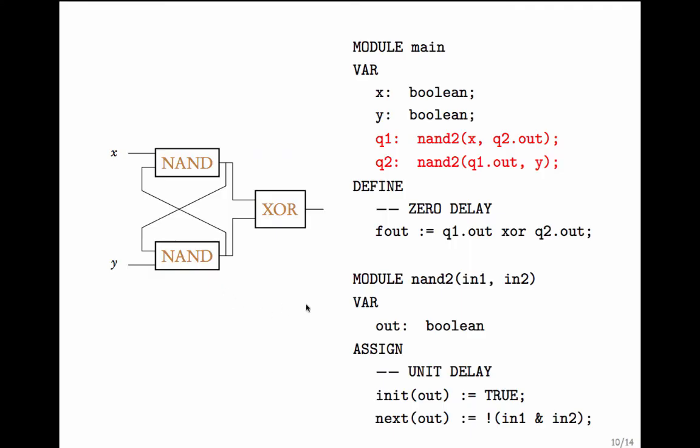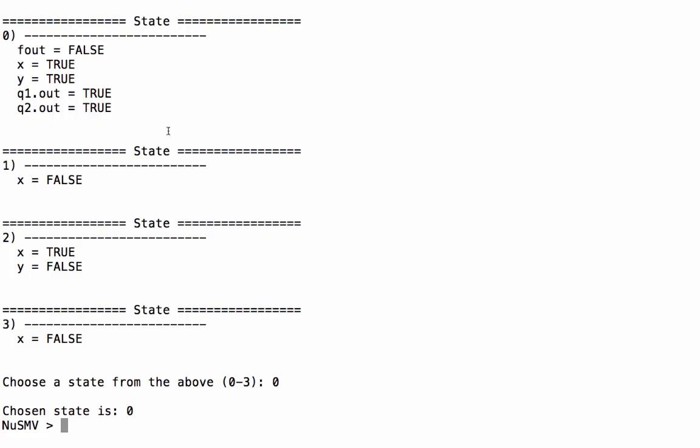The next state would be determined as follows. The next of out should be not of the two inputs. So the next of Q1.out would be not of X and Q2.out. Let's see. We have taken this. The next of Q1.out should be NAND of true and true, which is false. Let's try to simulate and check this. What do you expect? In the next state, Q1.out should be false.